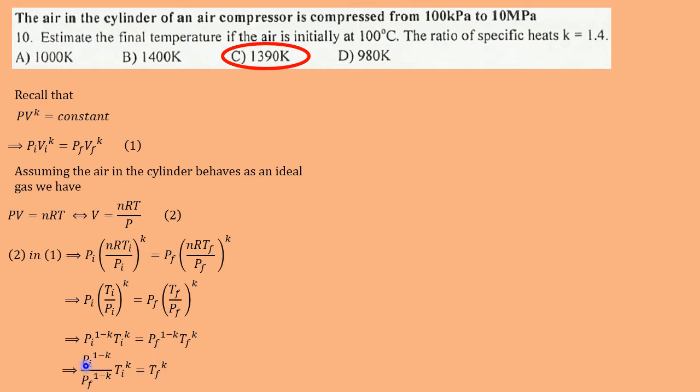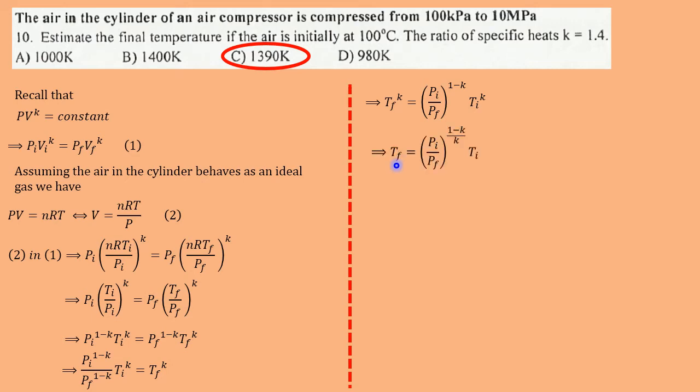Now you can see that Pi and Pf have the same indices, that's 1 minus k. So we can rewrite that as Pi on Pf raised to the 1 minus k, because the indices were the same, times Ti to the k to be equal to Tf raised to the k. Now when we raise both sides to the 1 over k, it gives us Tf to be equal to Pi on Pf raised to the 1 minus k on k times Ti.